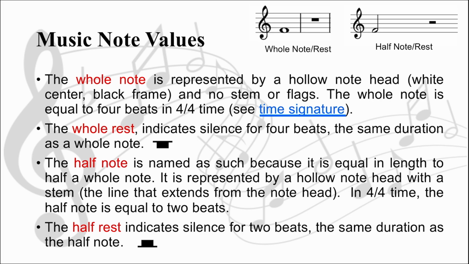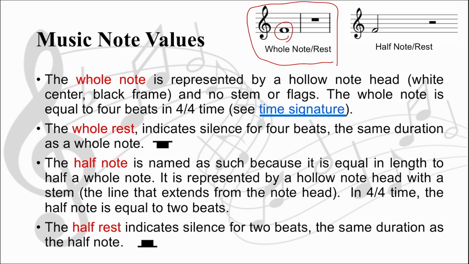The first one we need to learn is the whole note. The whole note is represented by a hollow note head, that is a white center, black frame. Here we have a whole note and whole rest, and no stem nor flag. So if you see this, it's a whole note. The whole note is equal to 4 beats in 4/4 time. Later we will talk about time signature.